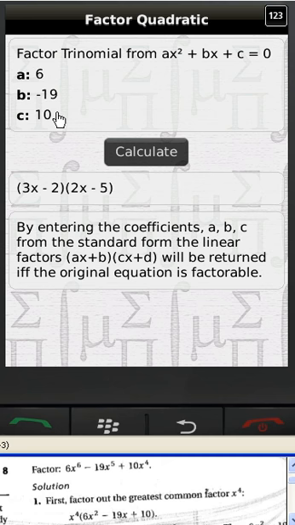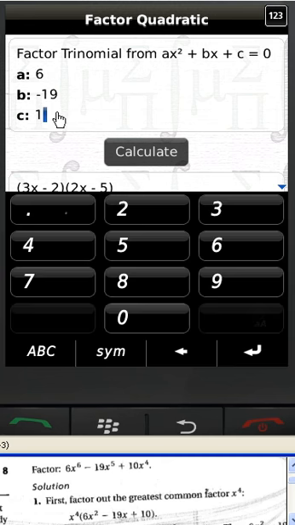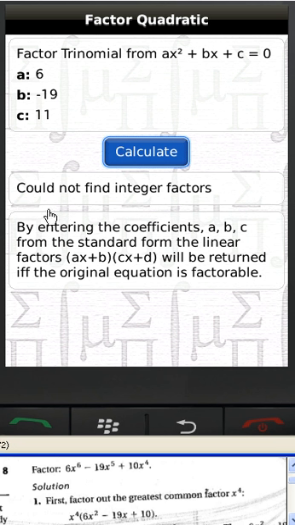For example, let's try changing this 10 to an 11. We click Calculate, and you'll notice the message is displayed, could not find integer factors. So this ends the session on how to factor a trinomial using the MathPac.